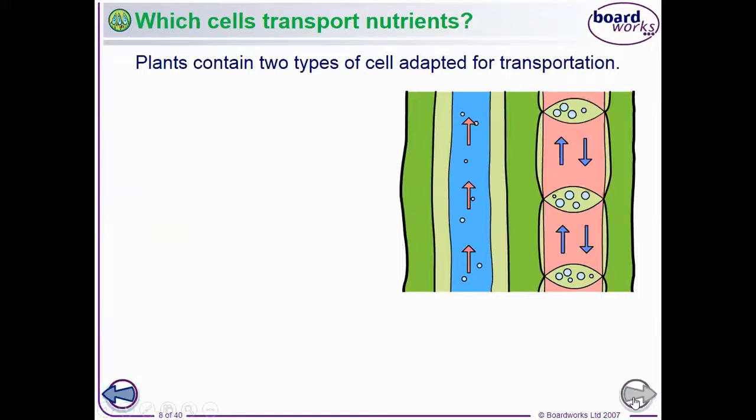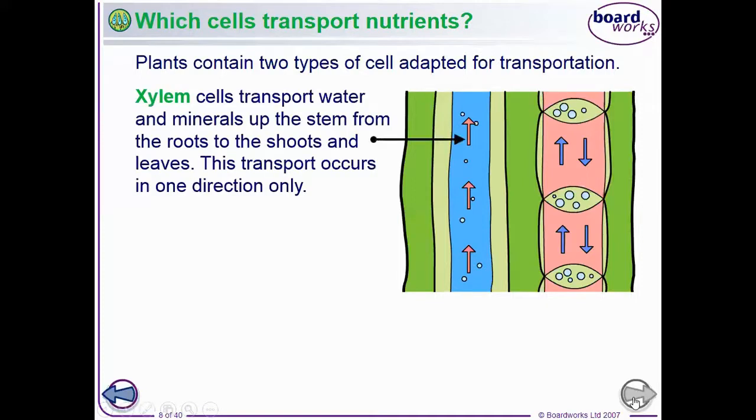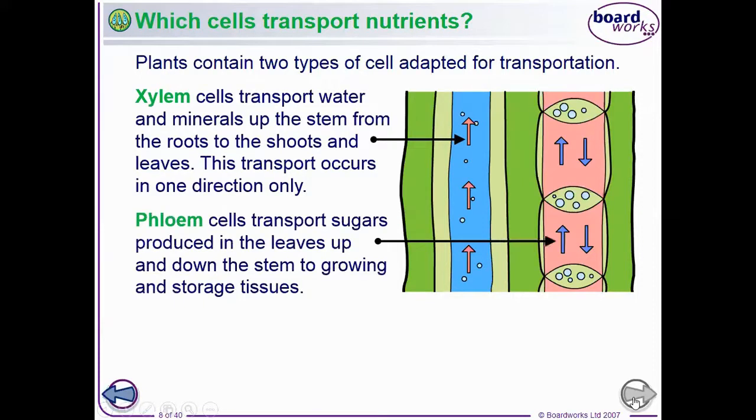So now we're going to get into transport. Which cells are responsible for transport of nutrients? Basically, when we talk about transport, just like when we talked about it in humans, we talk about a vascular system. The vascular system comprises your veins, arteries, and capillaries in the human body. However, in the plant, the vascular system or vascular bundle comprises two basic cell types. We have the xylem cells, and then we have the phloem cells.